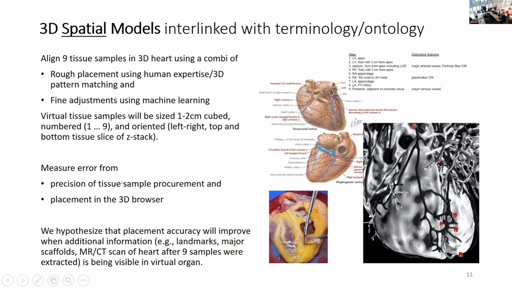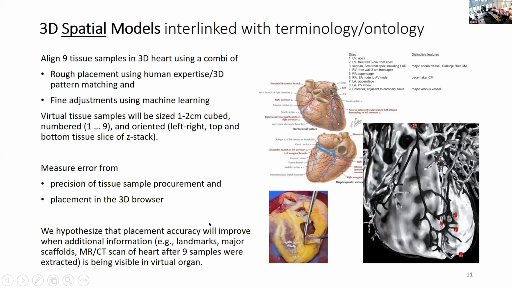We will measure error from the precision of tissue sample procurement and placement in these 3D browsers. We also hypothesize, and that needs to be tested, that placement accuracy will considerably improve if we add additional information into our 3D models, such as landmarks, major scaffolds, MR, CT scan data, etc. And maybe even information on protein, lipid, and other structures, which we just saw beautifully in Seth's talk.